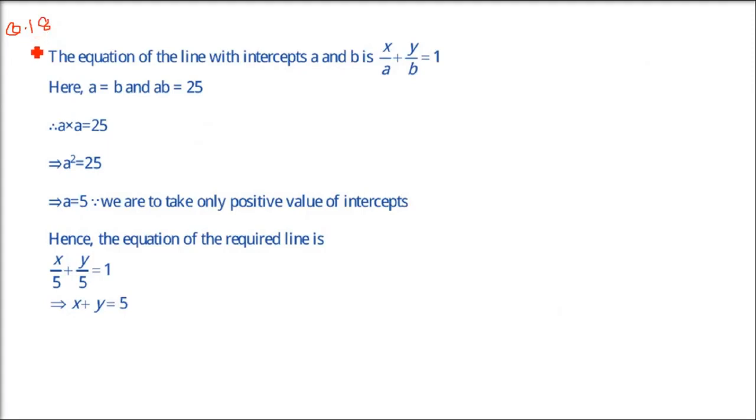Question number 18. Find the equation of the straight line which cuts off equal positive intercepts on the axes and their product is 25. The product is 25. Now these two portions are equal.